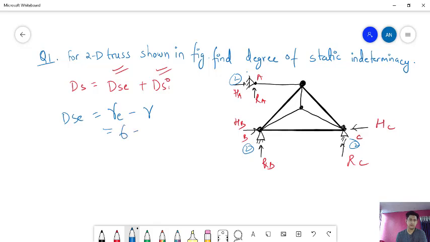6 minus the equilibrium equations, which is 3. This is the general loading case because there is no loading given. So that is 6 minus 3, which is 3. So you have calculated the value of external indeterminacy.